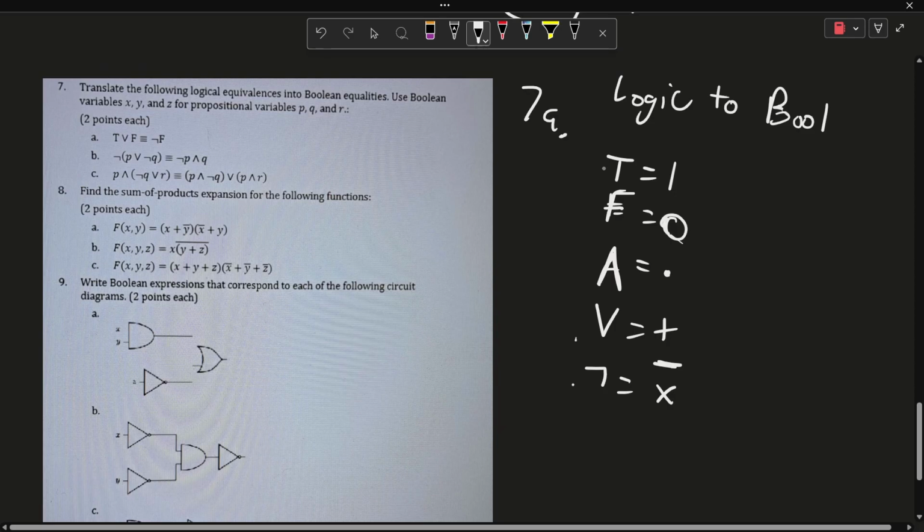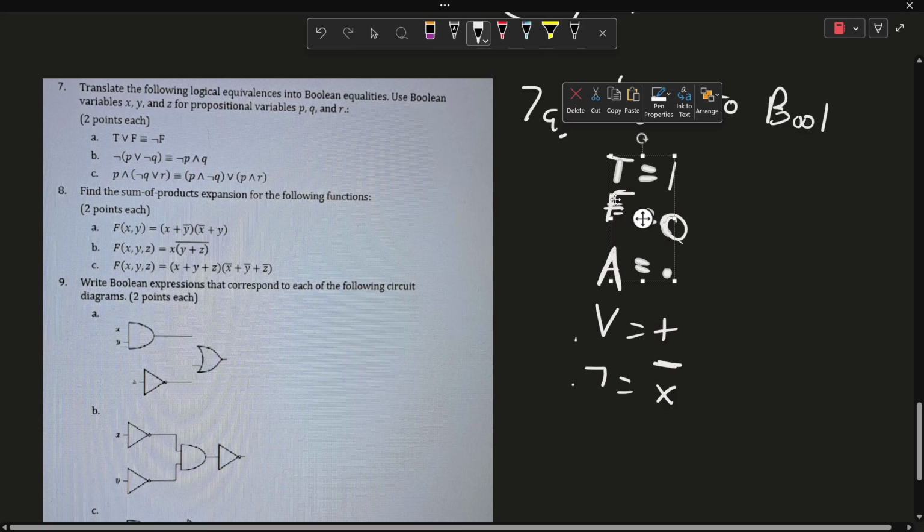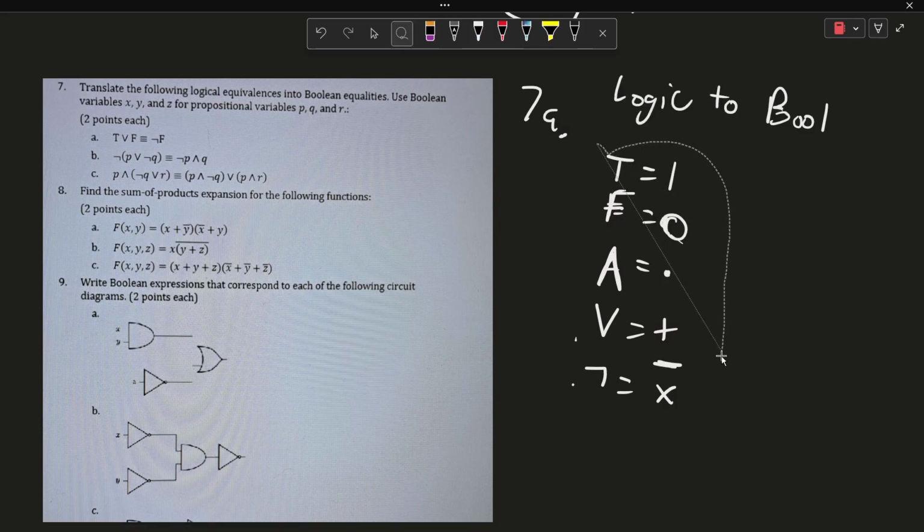Let me move this over. Can I? No, of course not.